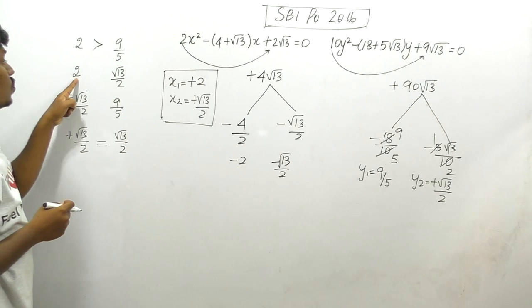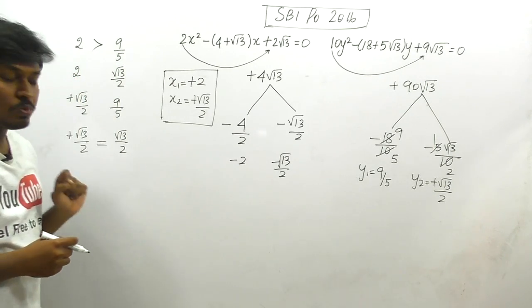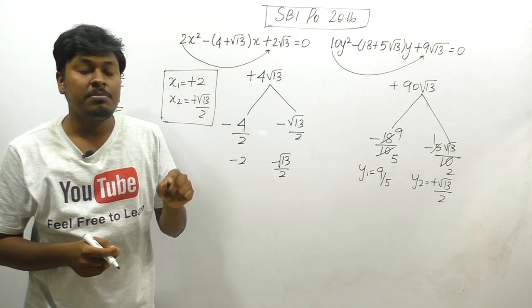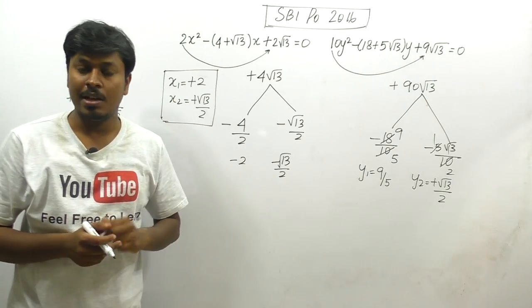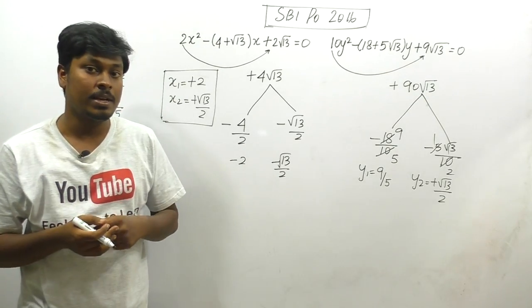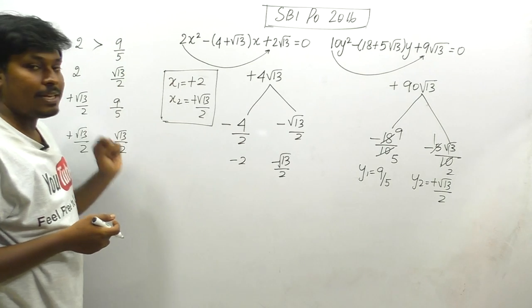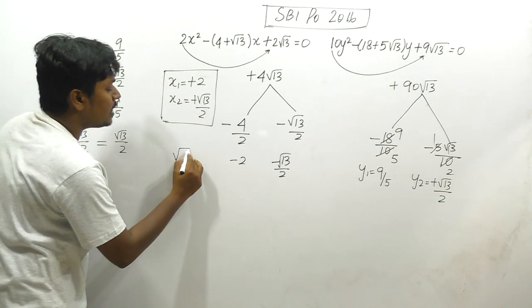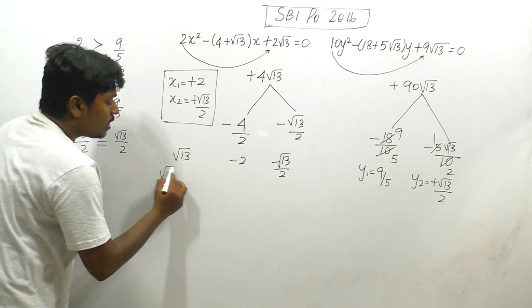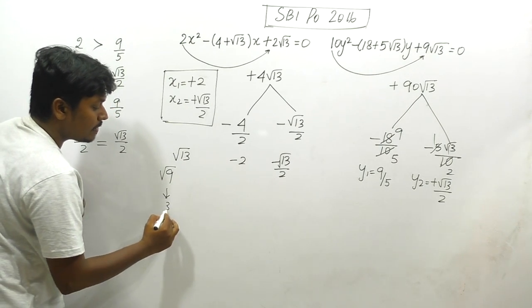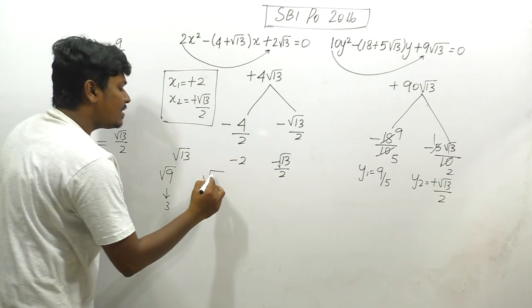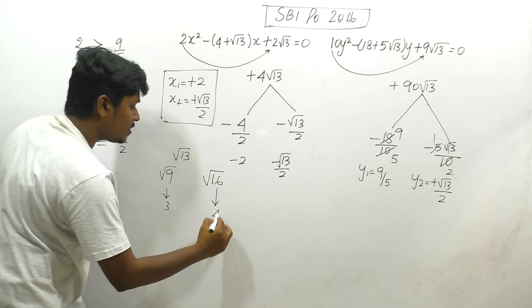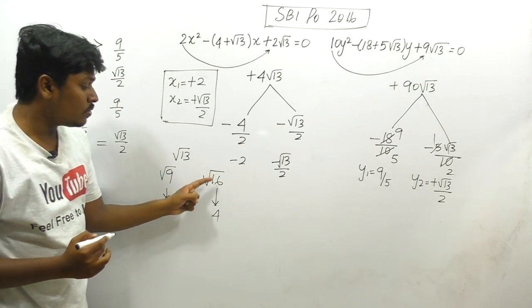And here it is 2 and here it is root of 13 by 2. Friends, in the previous two sums, root of 2 was taken as 1 and root of 3 was approximately taken as 1. But here, root of 13, what do we need to do? Friends, listen carefully. We know that root of 9 will be 3, and similarly root of 16 will be 4. Friends, got it? Root of 9 is 3 and root of 16 is 4.